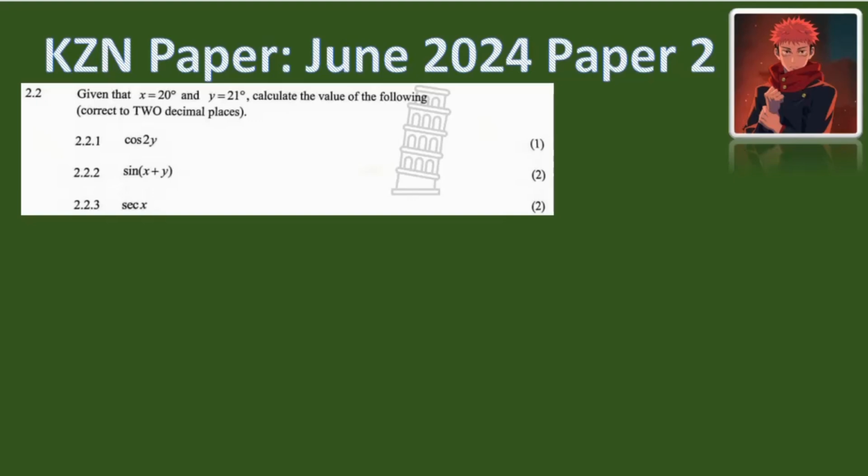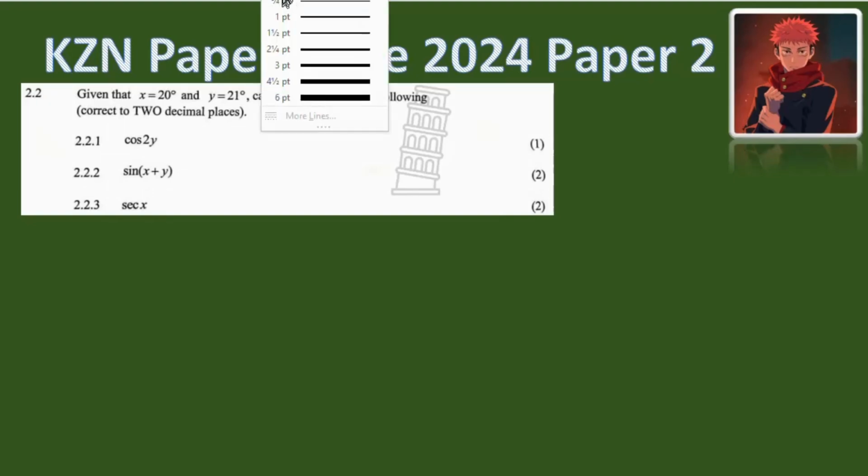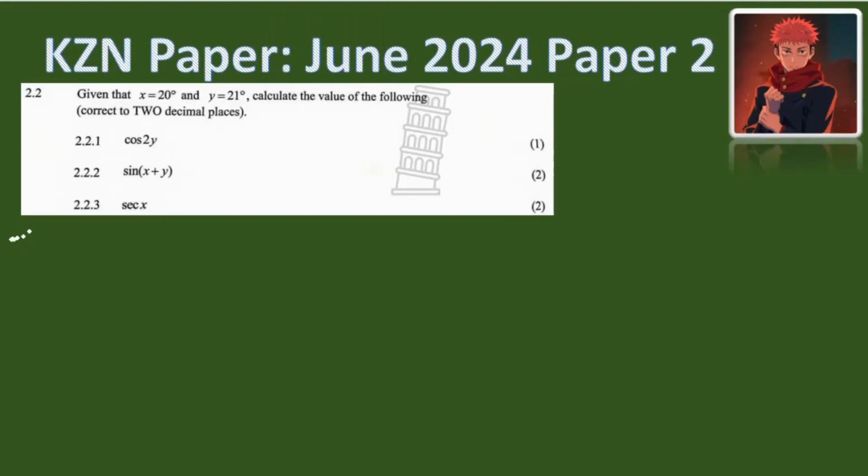Let me choose a pen here quickly. I want the white color and this one. I'm going to start with this one here, question 2.2.1. It says you are given that x is 20 degrees, y is 21 degrees. Calculate the value of the following correct to 2 decimal places.